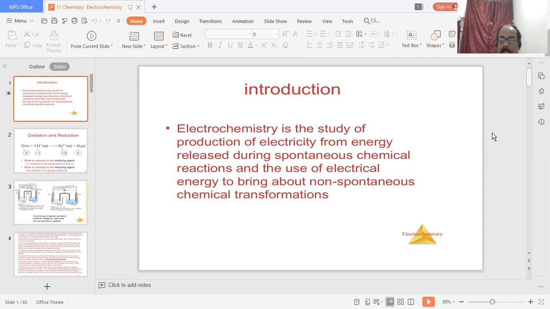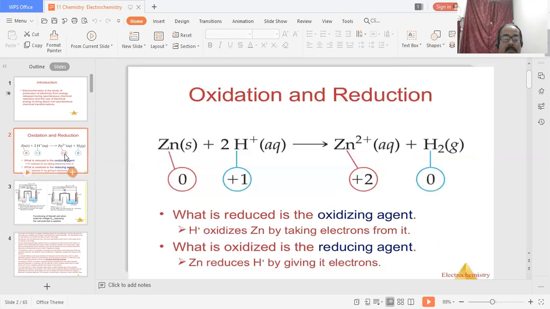And in this chapter we discuss oxidation, reduction, many more cells, and different types of chemical reaction. So this is the introduction of electrochemistry. Electro means electrical and chemistry means the reaction. So the first part, oxidation and reduction.